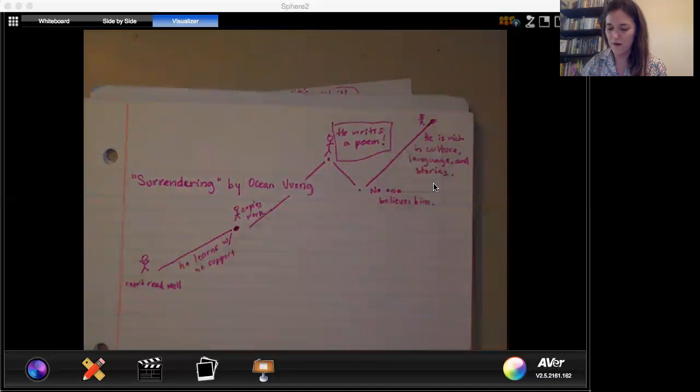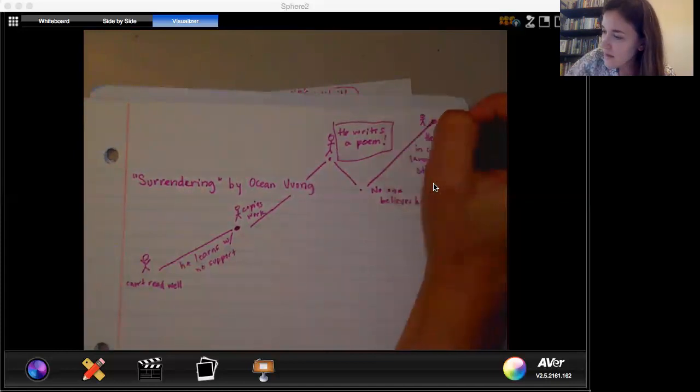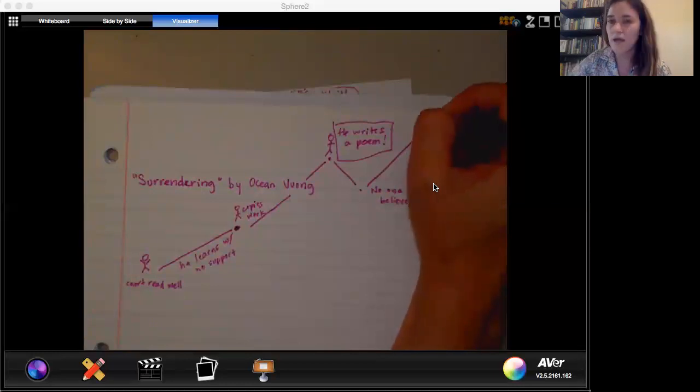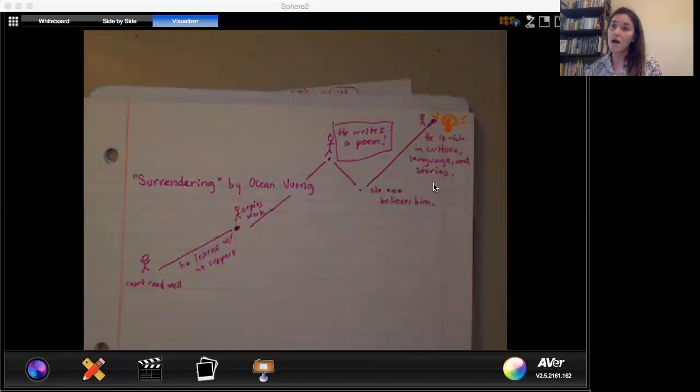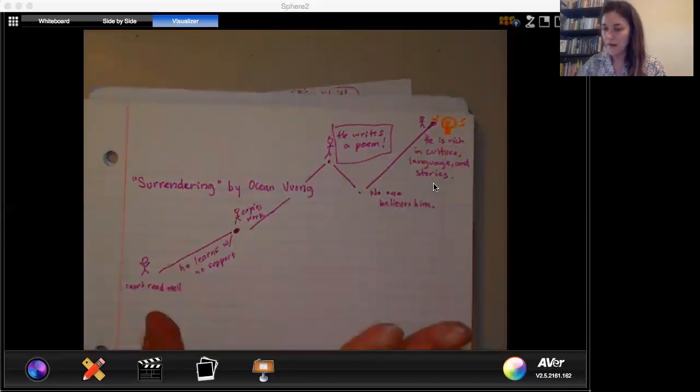So that's our, let me add my little light bulb, for the end of the idea, right? So he finds that he has wealth, even if it's not something that other people see, he knows it for himself. So he finds value in himself. So this is the other kind of story that we have. So we have these two structures.